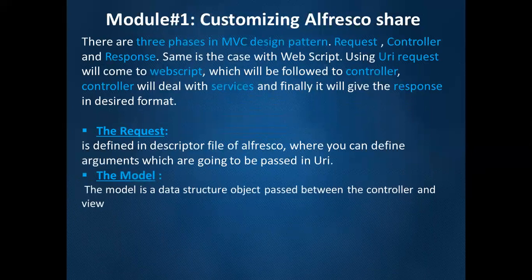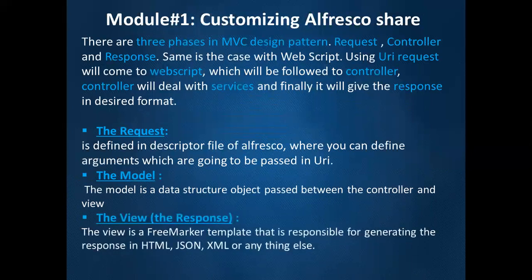Now let's move to see what the model is. The model is a data structure object passed between the controller and the view. It will pass from the controller to the view, as we see in the same schema. The view is the response, means we have a request and we automatically have a response. The view is a FreeMarker template that is responsible for generating the response in HTML, JSON, XML, or anything else.